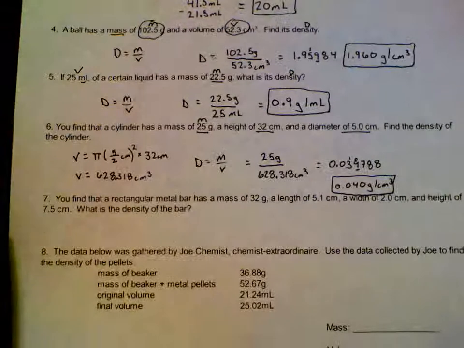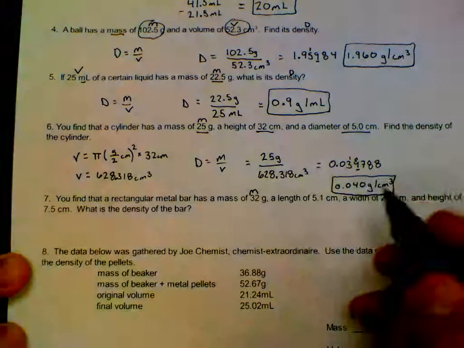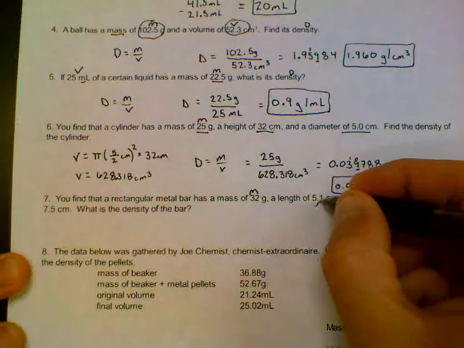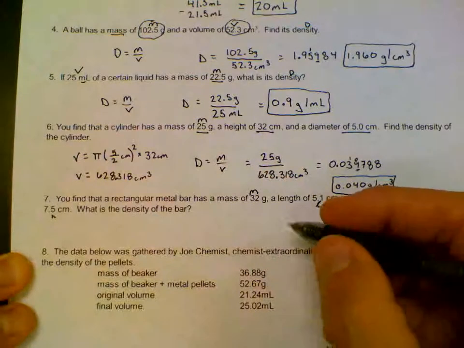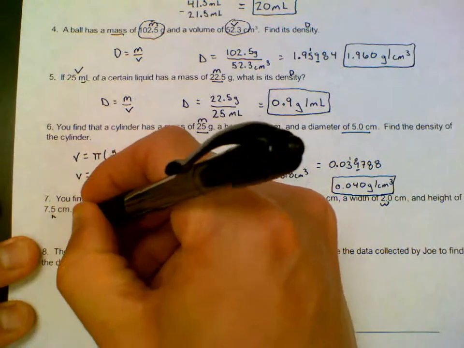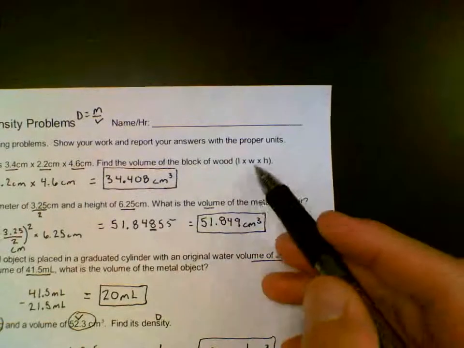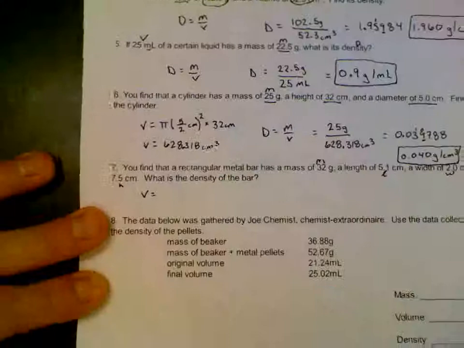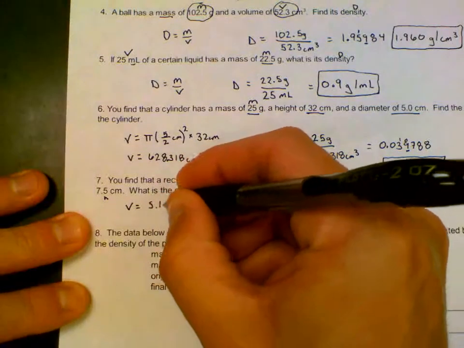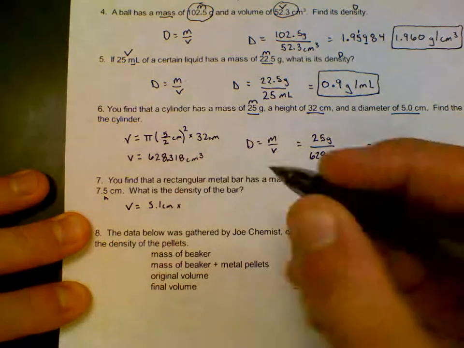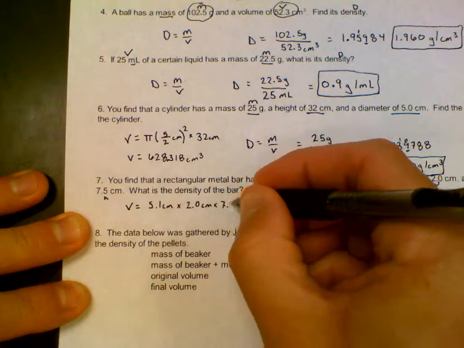Problem 7. A rectangular metal bar has a mass of, here's our M, the length of, this is L, W, and H. So again, we don't have volume. We have to first find volume. Volume was equal to, in problem number 1, length times width times height. So down here, volume is going to be equal to 5.1 centimeters times 2.0 centimeters times 7.5 centimeters.